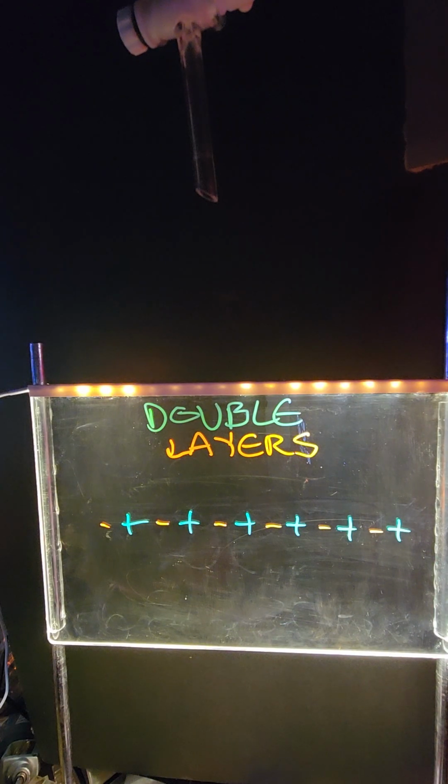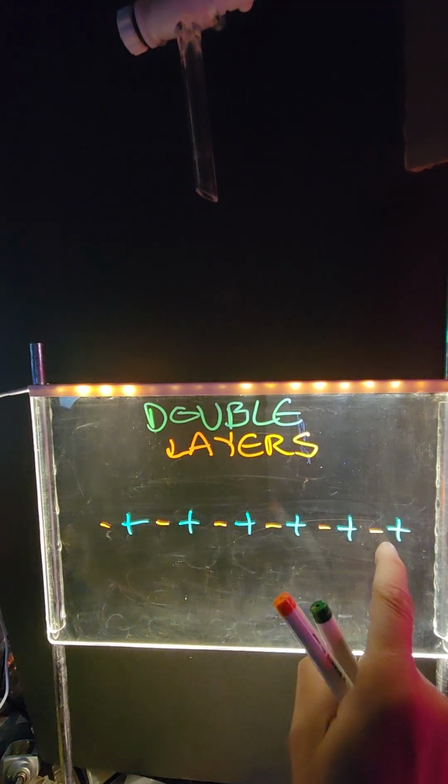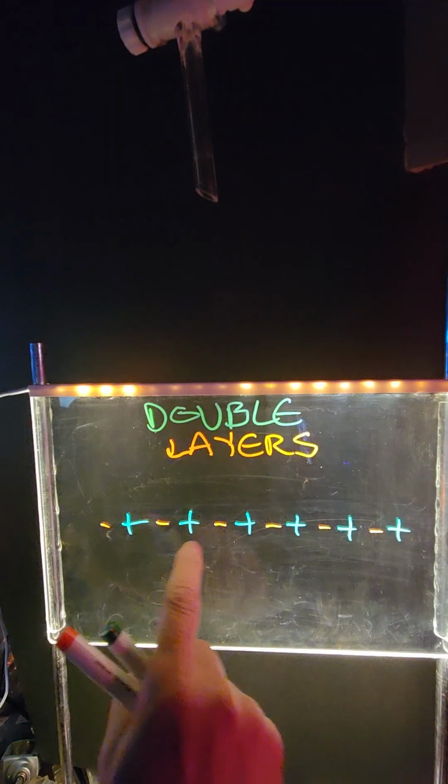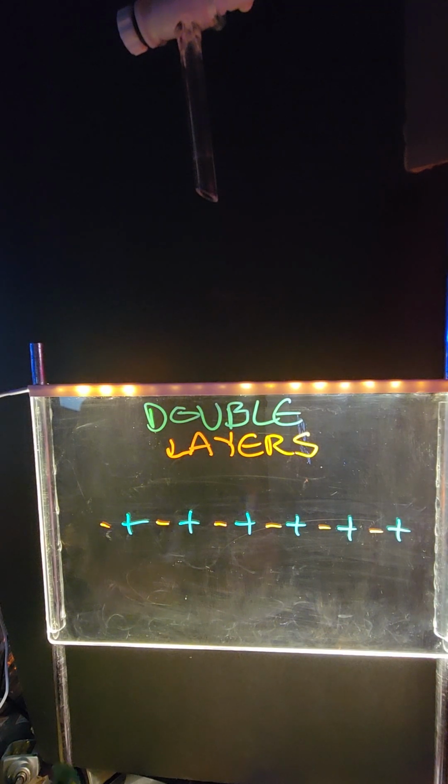But now here's where it gets interesting. Let's count the amount of positive and negative charges here. So we got 1, 2, 3, 4, 5, 6 negative charges. 1, 2, 3, 4, 5, 6 positive charges. So let's do this. Is that likely? Well, sure it is.